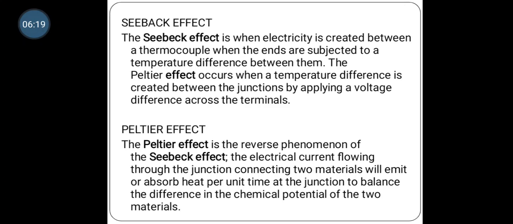Now the Peltier effect. Two dissimilar metals form a closed loop, and if current is forced to flow through it, then one junction is heated and the other becomes cool. The Peltier effect is the reverse phenomenon of the Seebeck effect. The electrical current flowing through the junction connecting two materials will emit or absorb heat per unit time at the junction to balance the difference in the chemical potential of the two materials.